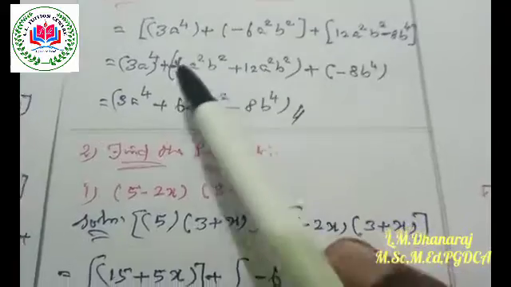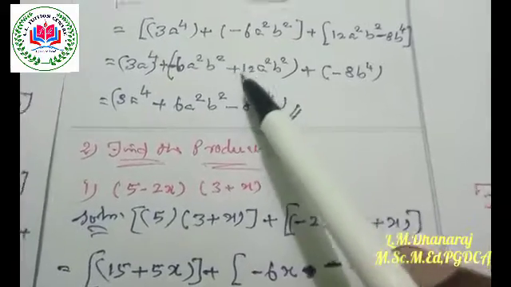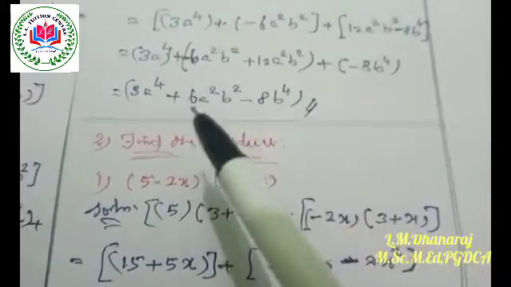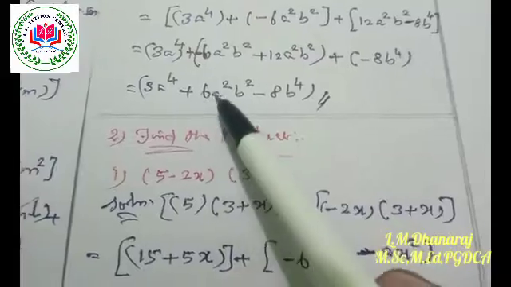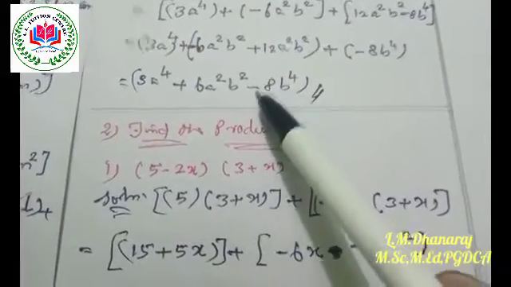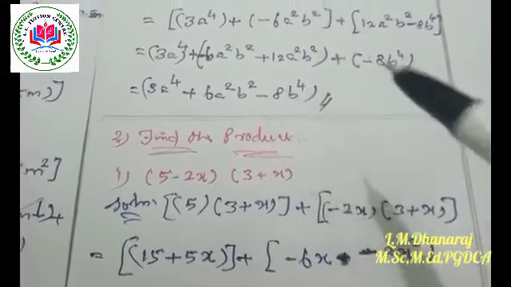Now when we simplify these two terms, they are like terms now. So this is plus 12 and this is minus 6. So the greater number sign is plus, when we subtract the two numbers, 6A square B square will come. So the final answer is 3A power 4 plus 6A square B square minus 8B power 4.